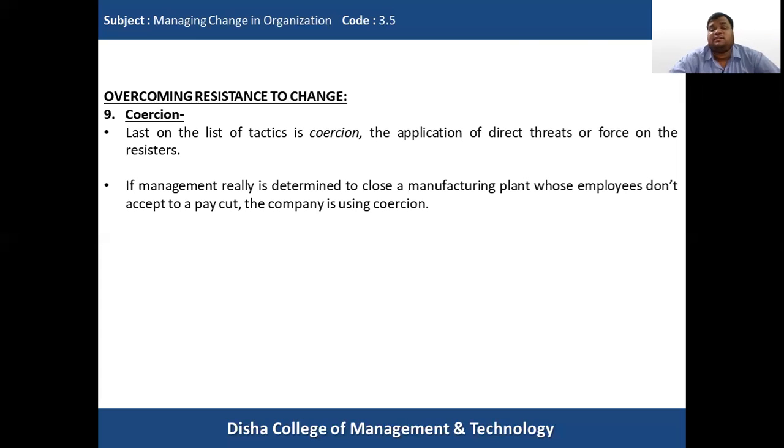So if a management tries to say that they're going to close a manufacturing plant, but they do not really want to close it, then it is manipulation. But when the management is very determined to close a manufacturing plant whose employees do not accept a pay cut, then the company is directly using coercion or threat against these people, and these people are threatened that their jobs will be lost. So due to this fear, they will accept this change and will not resist the change.